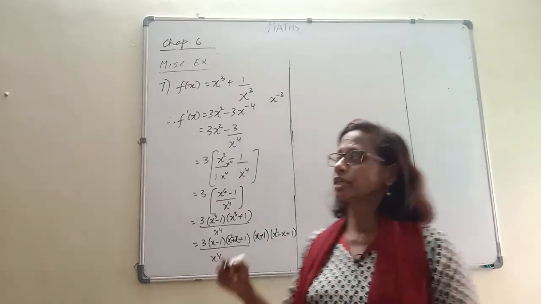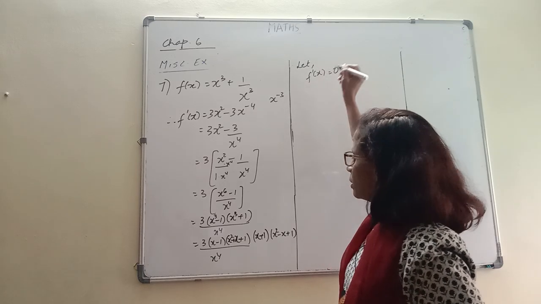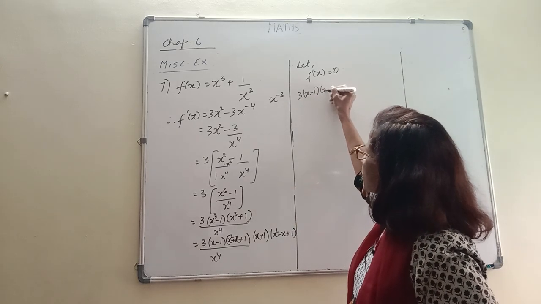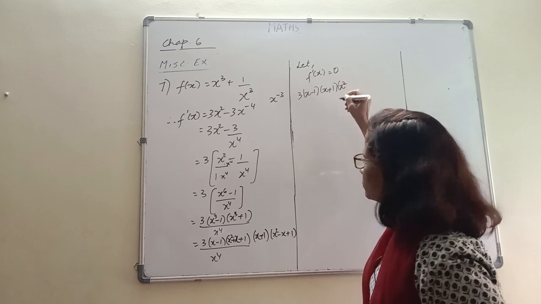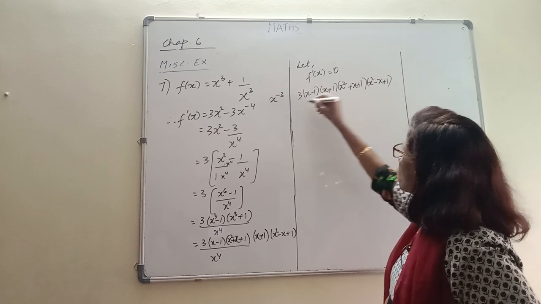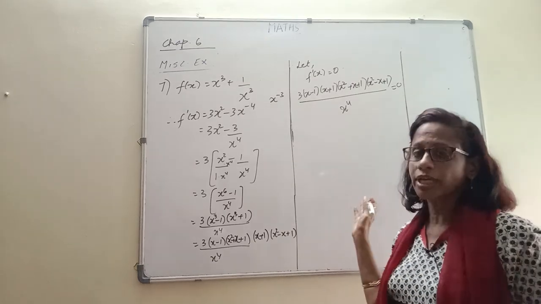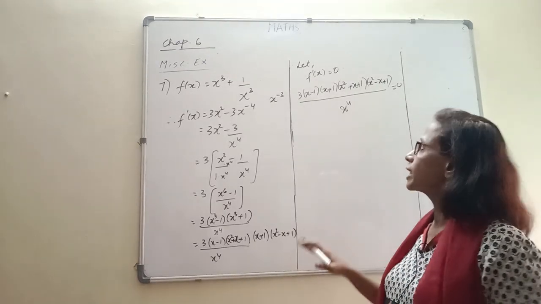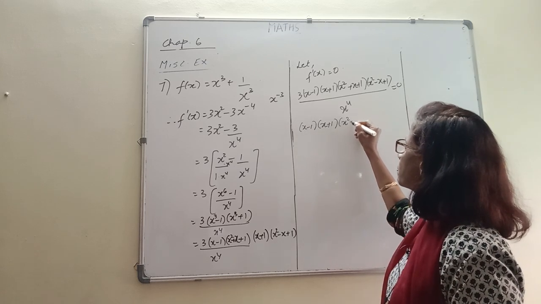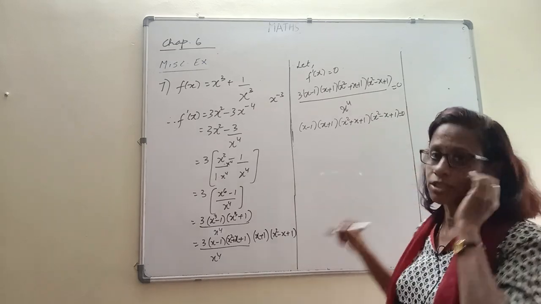So let's go on to get the critical point. Let f dash x be equal to 0. So you are getting 3 times x minus 1 into x plus 1 times x squared plus x plus 1 times x squared minus x plus 1 over x raised to 4 equal to 0. Let the x raised to 4 go there, let the 3 also go there. When it goes on the other side, because of the 0, all that will get eliminated, and you're left with x minus 1 times x plus 1 times x squared plus x plus 1 times x squared minus x plus 1 equals 0. Whenever a product is 0, each term is 0.